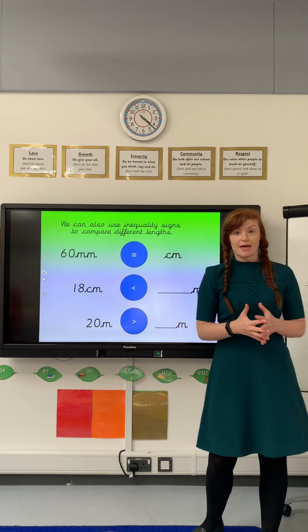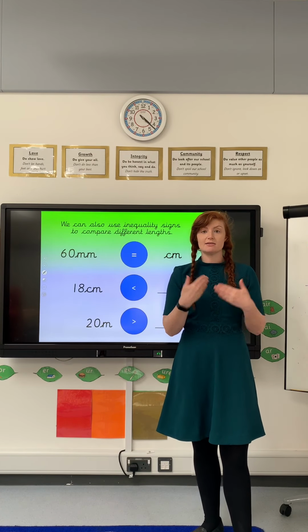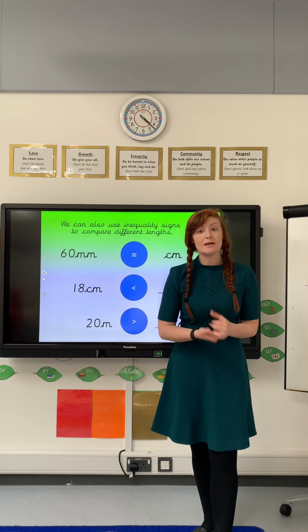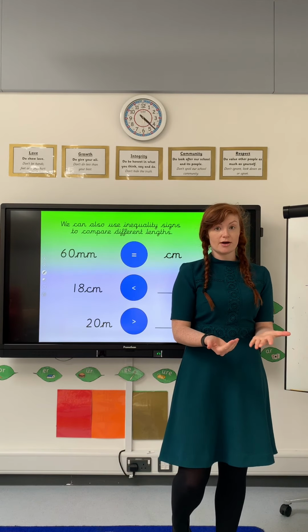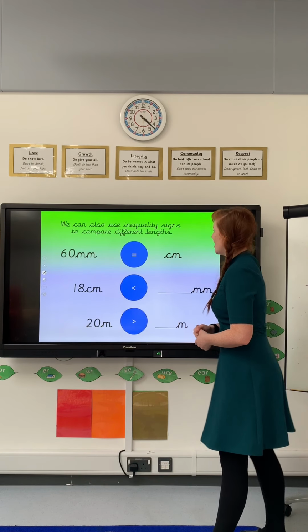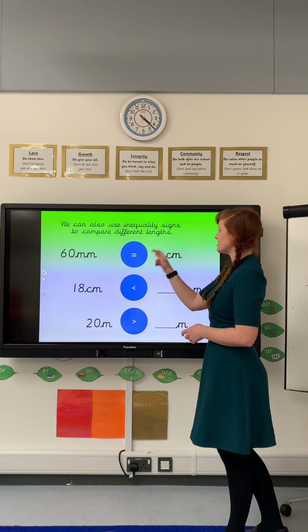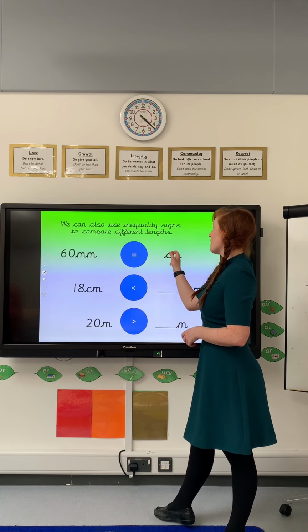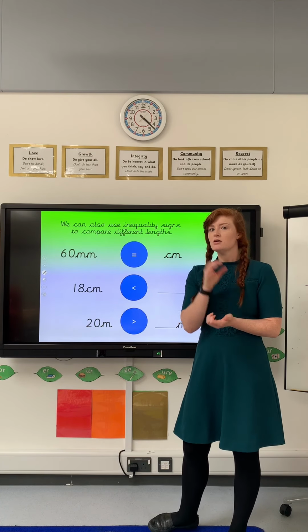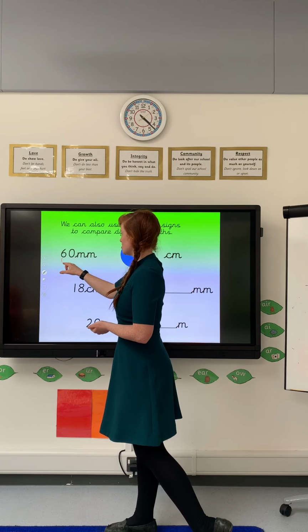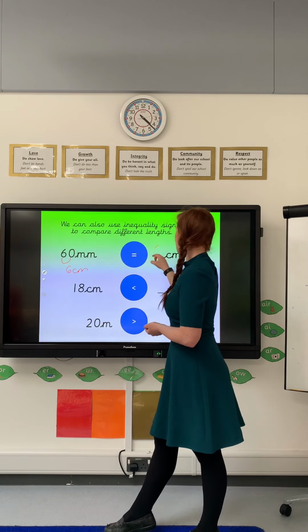The final bit is for you to complete the statements to make them true. You can complete them with whichever numbers you like, as long as it makes sense and makes it true. So 60 millimetres is the same as how many centimetres? I divide by 10, which means my 6 moves. It's the same as 6 centimetres.